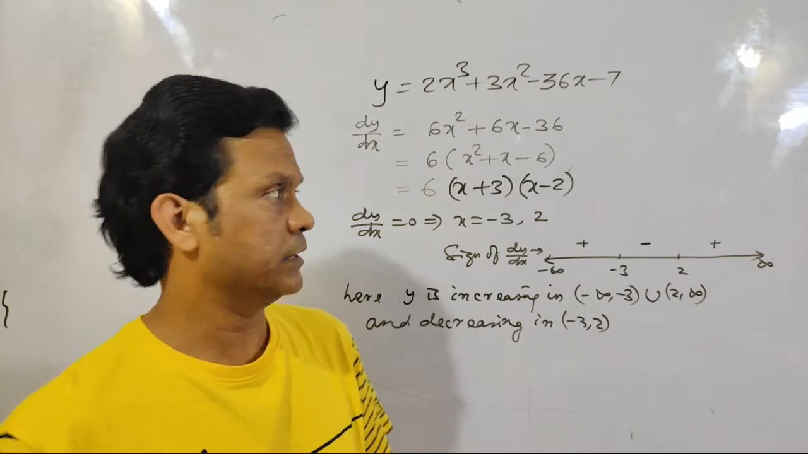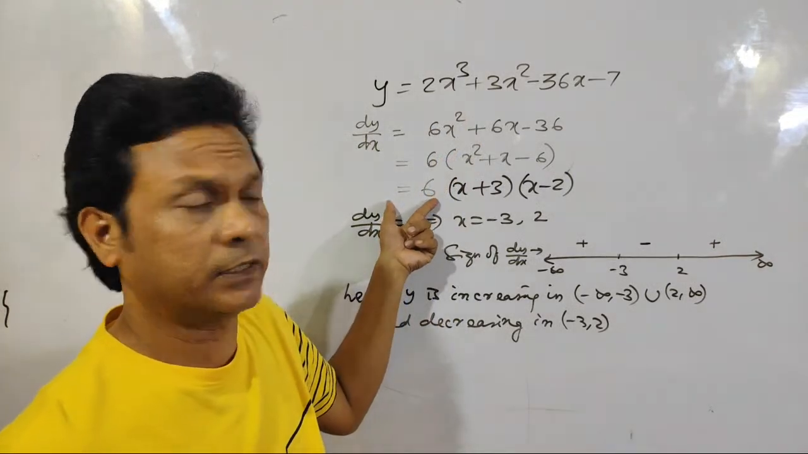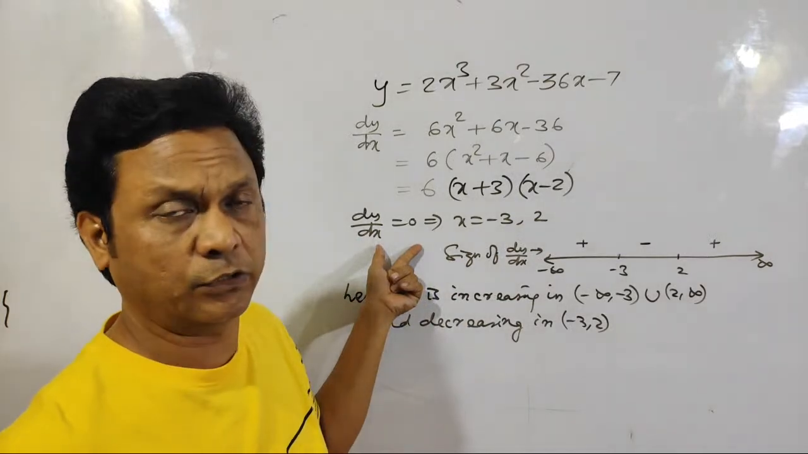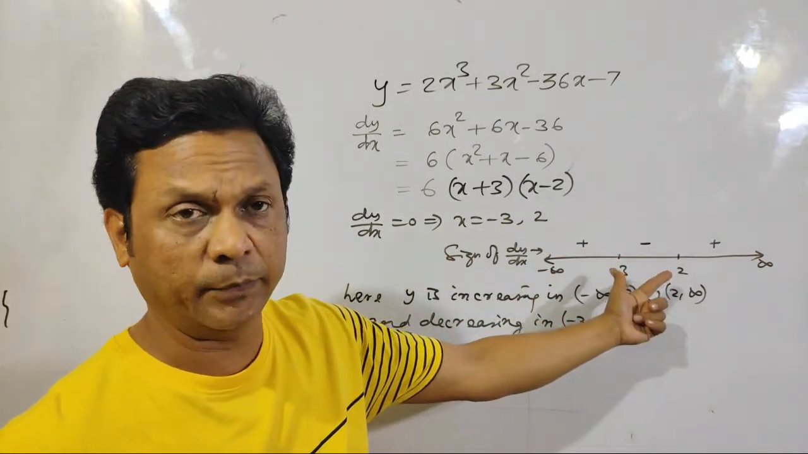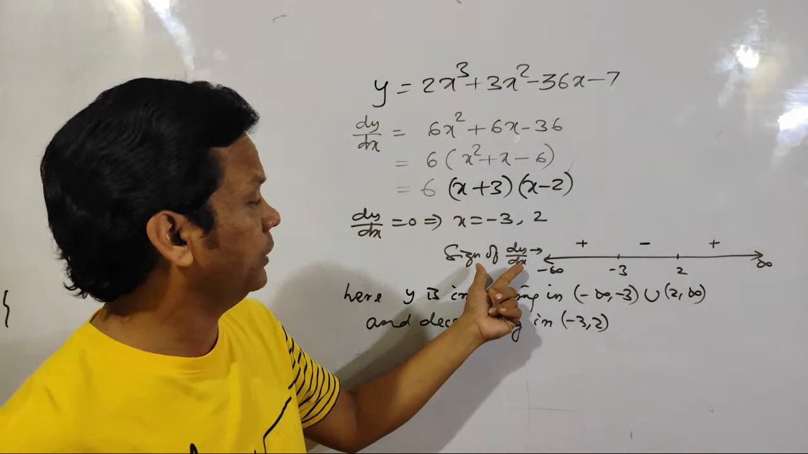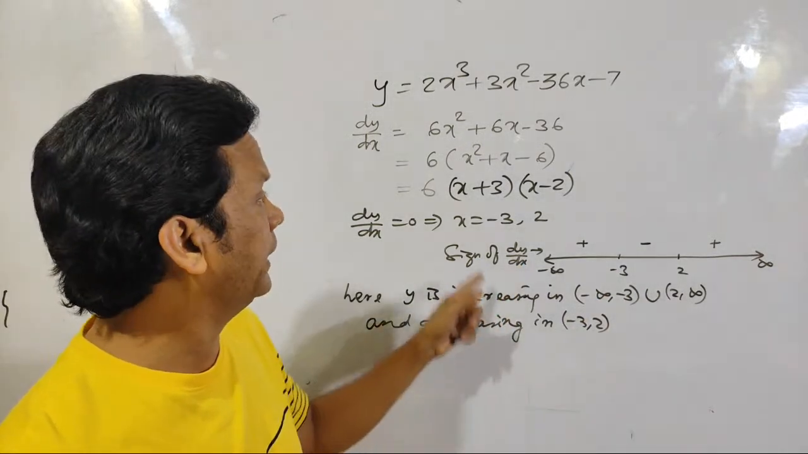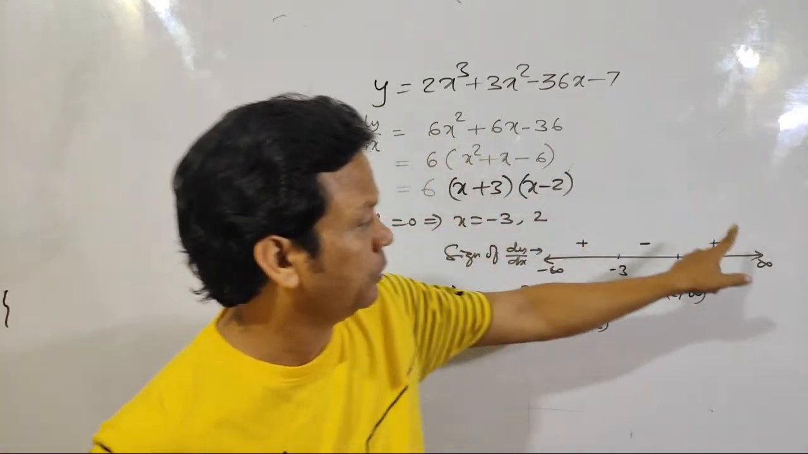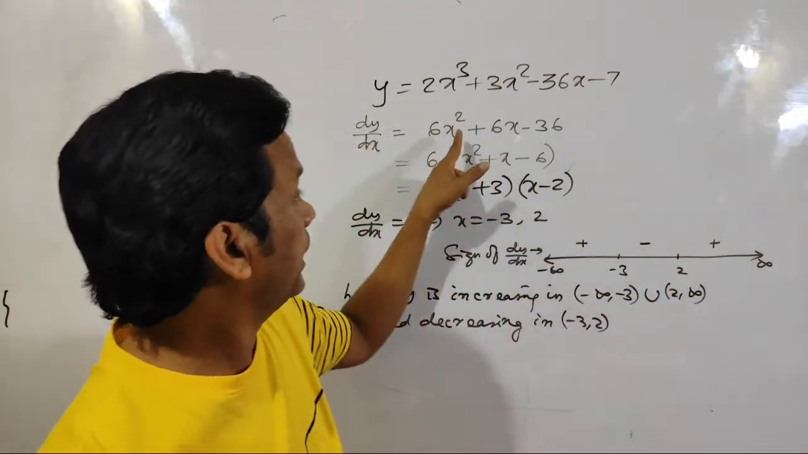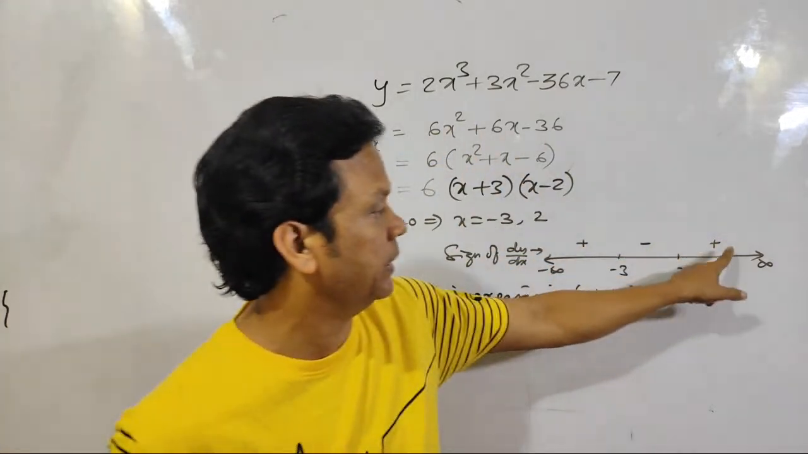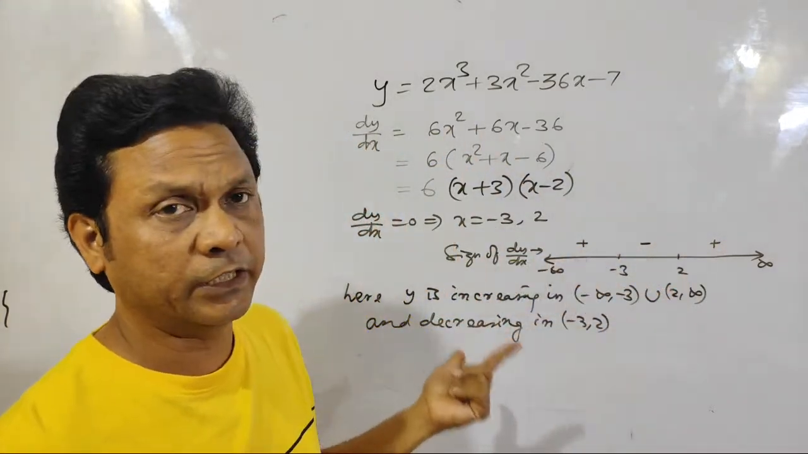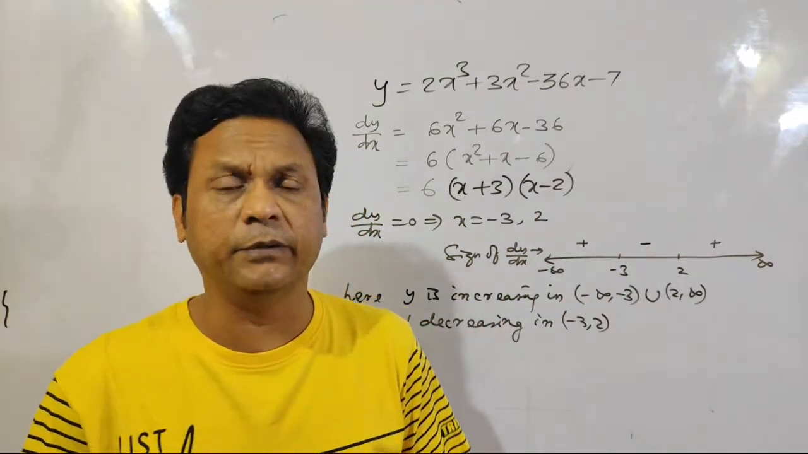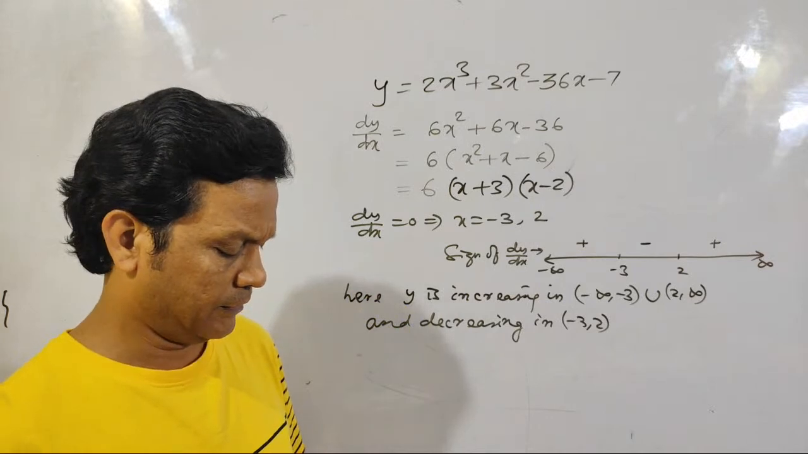What is the process? First of all, you have to find out dy by dx. Then take dy by dx is equal to 0, that means you find the points where the derivative is 0 and plot those points on the number line. Then you have to indicate the sign of dy by dx using the coefficient of x square. If it is positive, then the signs will be positive, then negative, then positive. And if the coefficient of x square is negative, it will be negative, then positive, then negative. The interval in which the derivative is positive, the function is increasing, and the interval in which the derivative is negative, it is decreasing. Clear?